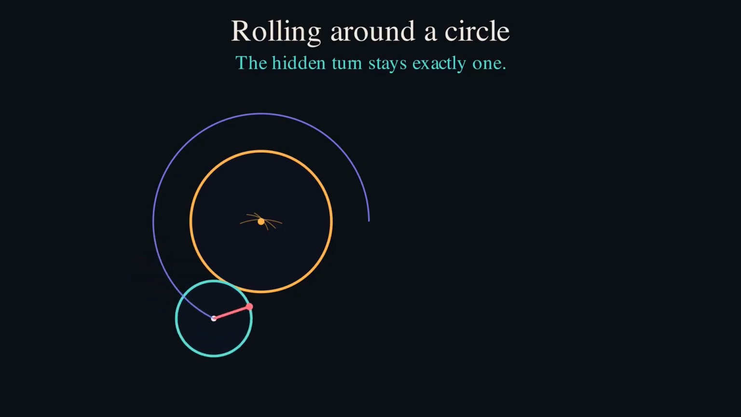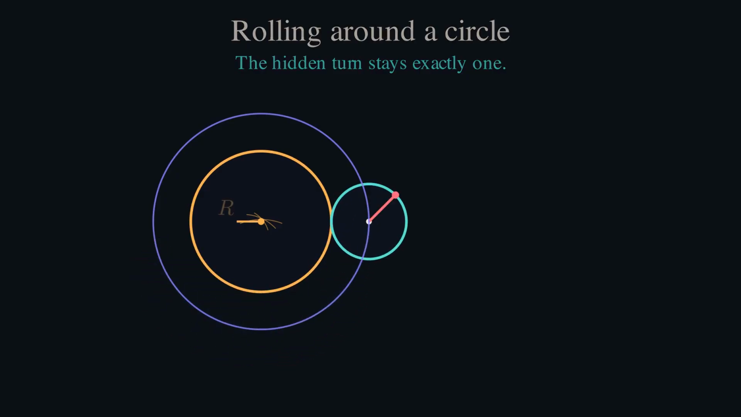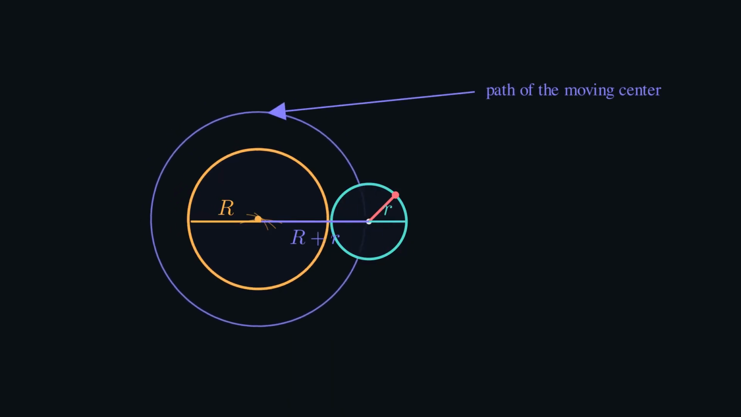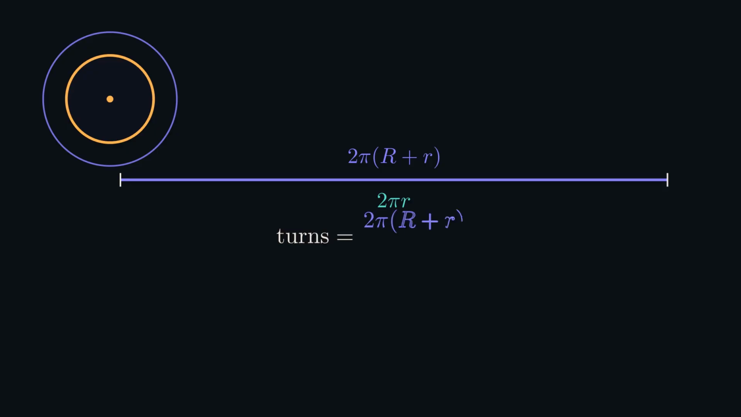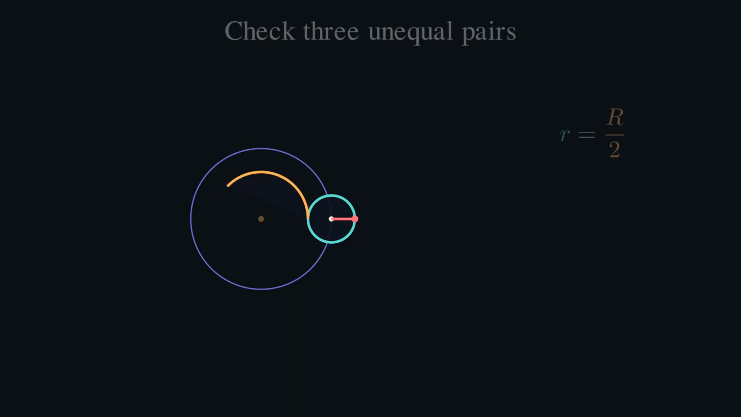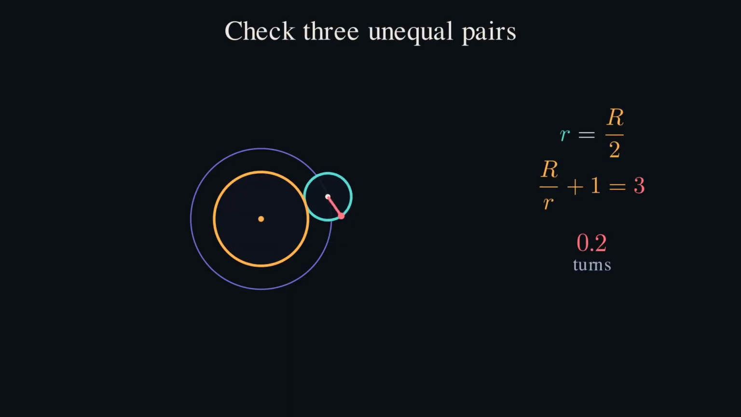Let the fixed coin have radius R and the rolling coin radius r. The moving center now travels on a circle of radius R plus r, so one orbit covers 2 pi times (R plus r). Divide by the rolling coin circumference, 2 pi r, and the number of turns is (R plus r) over r. That's R over r plus 1. The plus 1 is the part people miss. It comes from the rolling coin's own radius being included in the center's orbital path, or, in the turning frame picture, from the tangent itself rotating once.